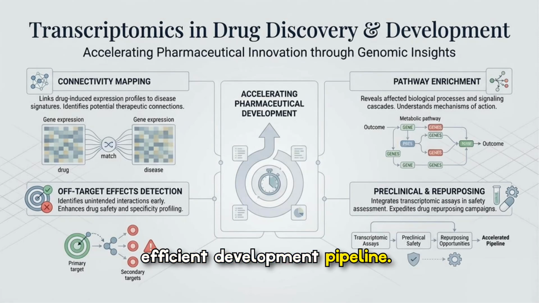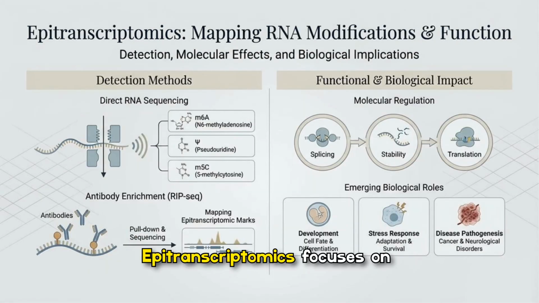Epitranscriptomics focuses on RNA modifications like m6A, pseudouridine, and m5C, detected via direct RNA sequencing or antibody-based enrichment followed by mapping. These marks influence splicing, RNA stability, and translation, and emerging evidence ties them to developmental programs, stress responses, and disease pathogenesis, highlighting an extra regulatory layer that shapes RNA function beyond sequence alone.